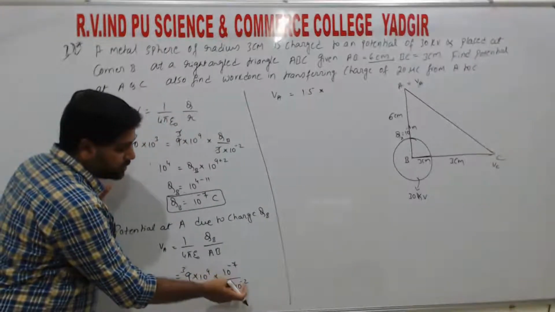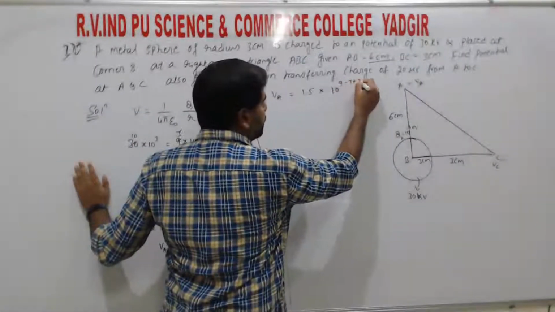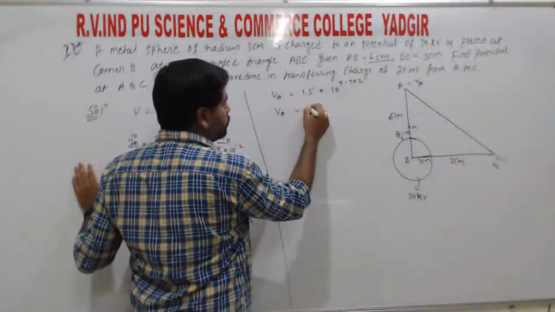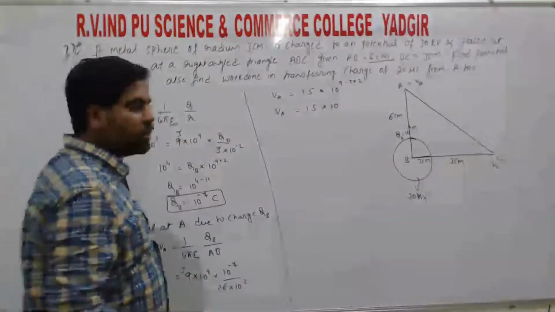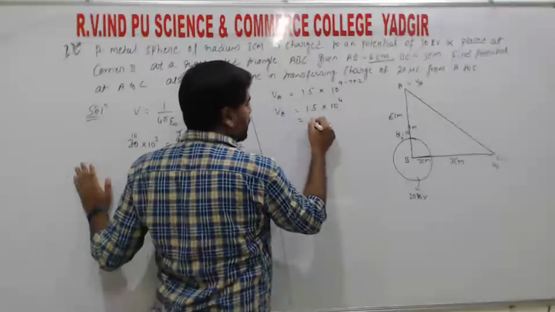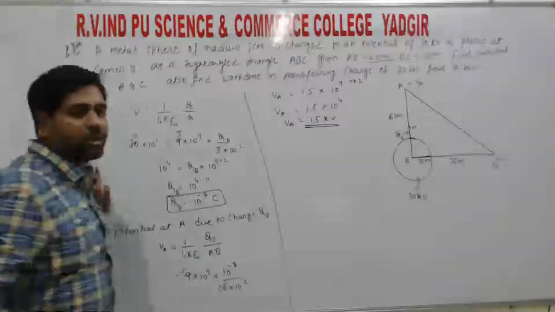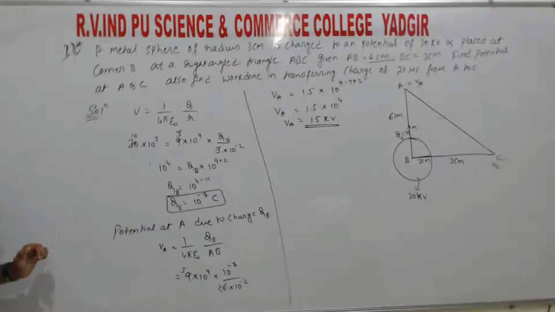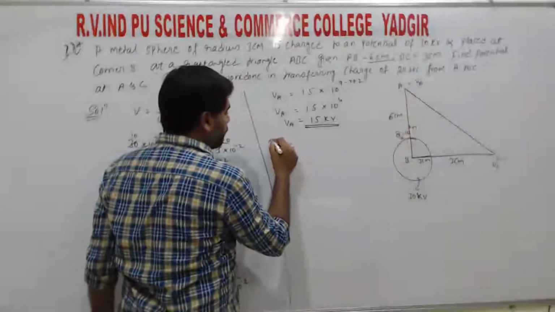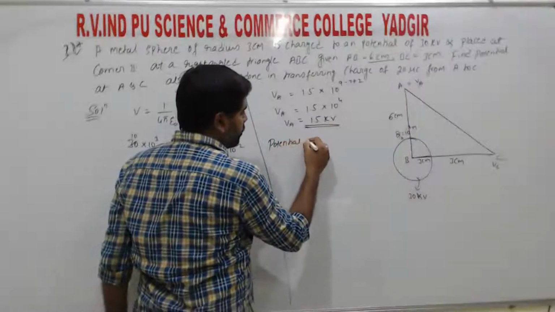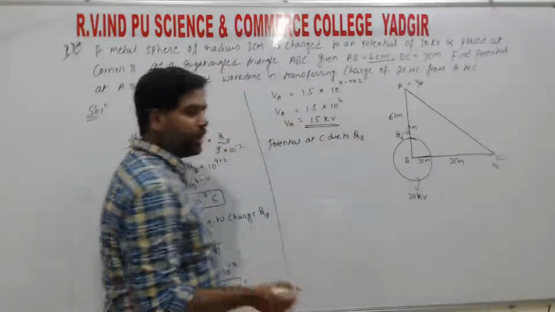So here 10 to the power of minus 7 goes to the numerator, plus 2, right? So 10 to the power of 9 minus 7 plus 2. So VA is equal to 1.5 into 10 to the power of 4, right? So this can be written as 15 into 10 to the power of 3 volt, that is 15 kilovolt, right? So this is the potential at A. Similarly, potential at C due to charge QB, right?